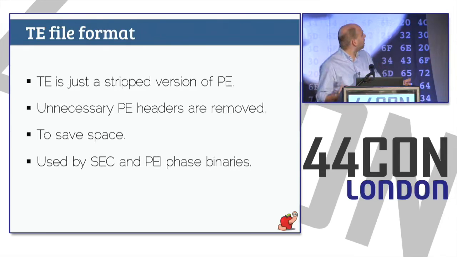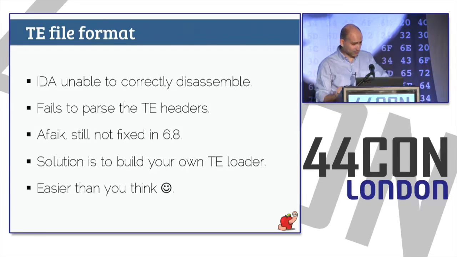As I told you, TE is just a stripped version of PE. If you know the PE format, it has a lot of information that is not really necessary to run. The first phases, as I told you, are very restricted in terms of memory, so you want the binaries to be as small as possible. So they just remove the unnecessary stuff to save space, and you'll only find these two types of binaries in the second, PEI phase, which are the phases with restricted memory.